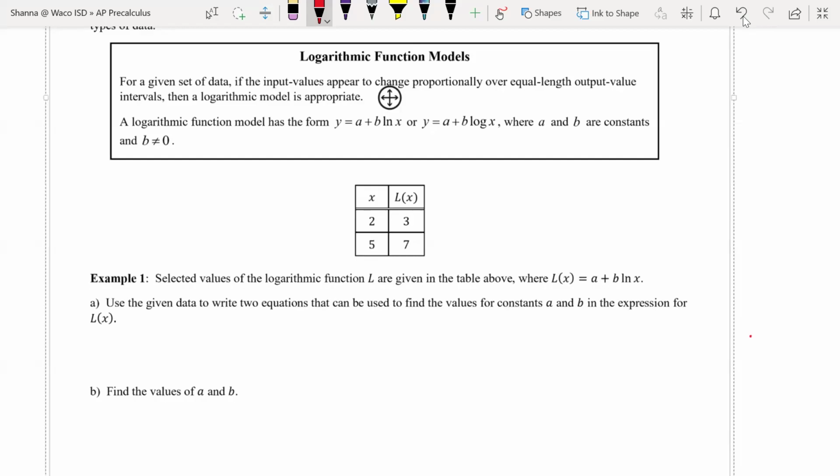A log function models the form y equals a plus b natural log of x, or y equals a plus b log x, okay? Where a and b are constants, all right? Notice that when we're doing log models, we're either going to be using natural log or common log. We're not going to worry about the base. We're going to either be using natural or common. Got it? All right, so here we're going to talk about how to do it by hand, and then I'm going to model it using a graphing utility, okay?